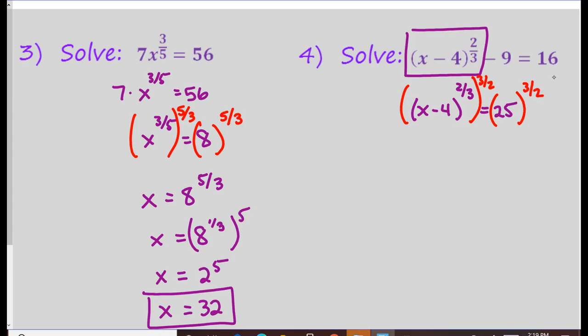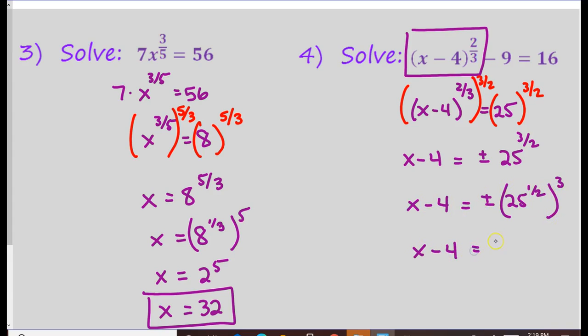Doesn't seem like there's anything. But we just have to remember that the 1/2 power is the same thing as a square root, right? And when you square root both sides of an equation, you're supposed to put plus or minus. So that means I'm going to have x minus 4 equals plus or minus 25 to the 3/2. I'm going to start with 25 to the 1/2 power, which is the square root of 25, and then after I get that number, I'll cube it. So we have plus or minus 5 cubed. So we have plus or minus 125.